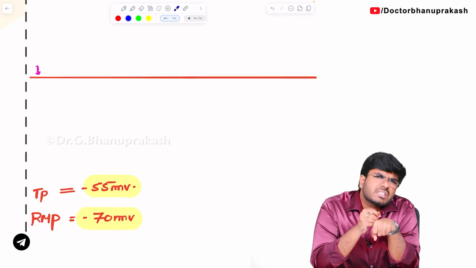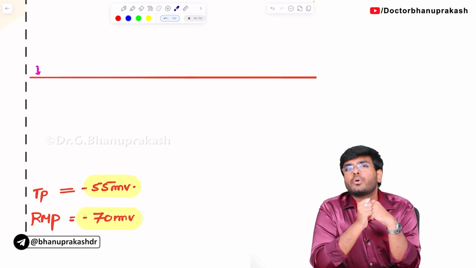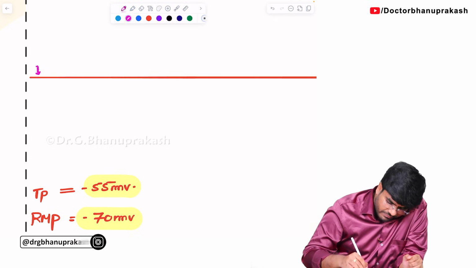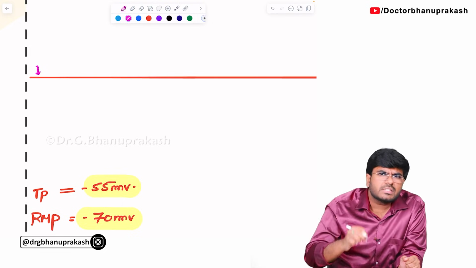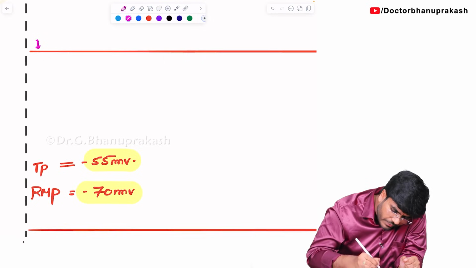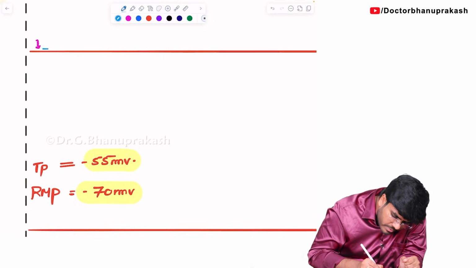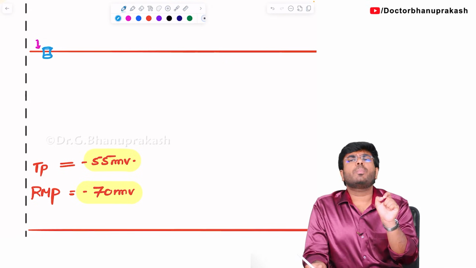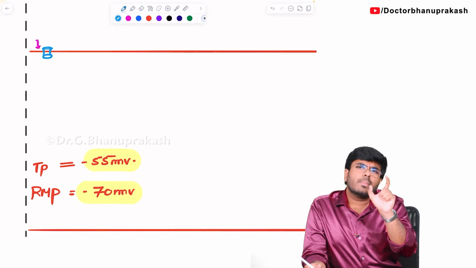Such a small stimulus is not going to produce any depolarization. Why? Because when you give a very small, sub-threshold stimulus, it is going to open some sodium channels. Yes, it actually opens the sodium channels, but a very small number of them. A little stimulus is going to open a small number of sodium channels.